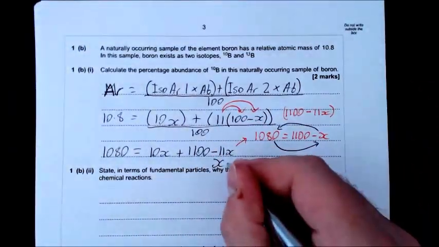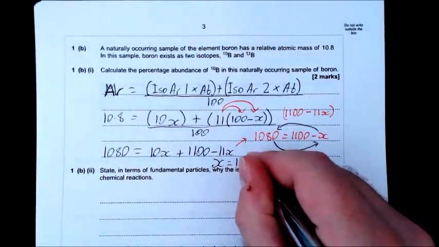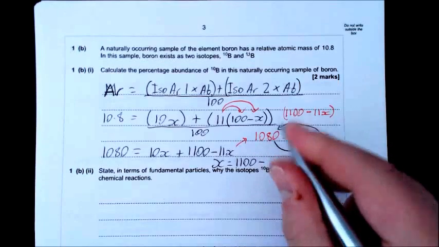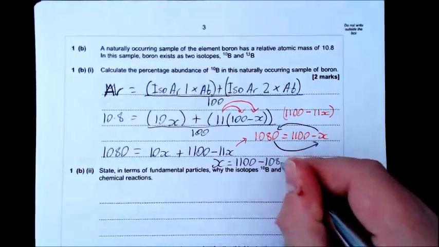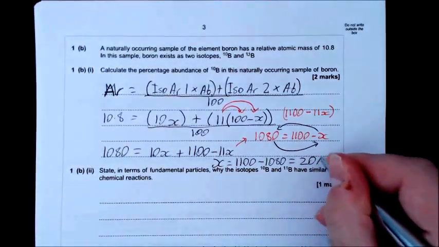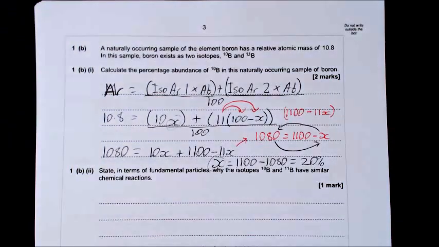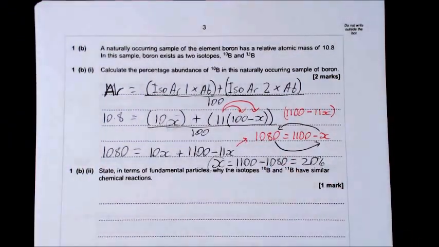And what that should leave us with, if we rearrange this, we're running out of a little bit of space here, is x will equal 1100 minus the 1080. There we go. And that should give us 20%. And that is the abundance for x. So this number here should be 20, and obviously this one should be 80. Okay, so you can see that was quite tricky, that one.